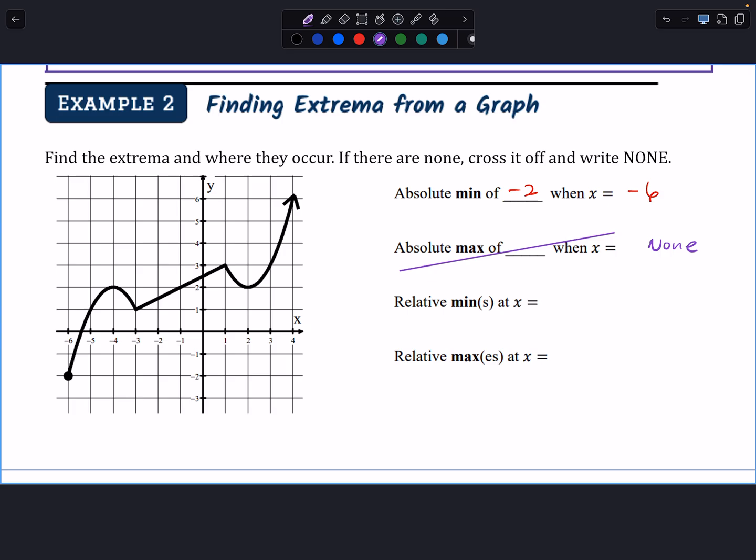Okay, relative mins. To do the relative mins, it might actually be helpful to know where it's increasing, decreasing. So if I look at where I start here and I follow the graph, is it going up or down from this point? Up. So it looks like it's increasing and then stops, right? Then it starts to decrease and then it's increasing and then it decreases, and then it increases.